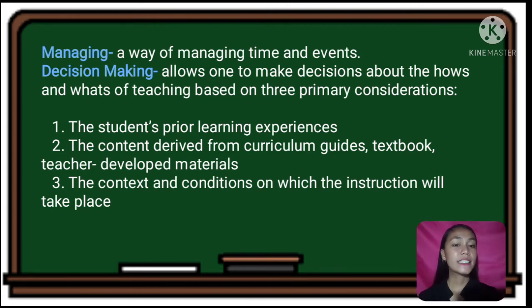The last one is decision making. It allows one to make decisions about the hows and whats of teaching based on three primary conditions. First is the students' prior learning experiences. Second, the content derived from curriculum guides, textbooks, and teacher-developed materials. And third is the context and conditions in which the instruction will take place.